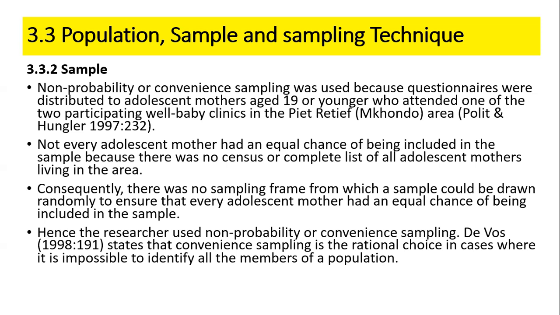The researcher is explaining why he or she used convenient sampling. He said there was no sampling frame from which a sample could be drawn randomly to ensure that every Edison mother had an equal chance of being in the sample. Hence the researcher used non-probability or convenient sampling, right? So we state that convenient sampling is the rational choice in cases where it is impossible to identify the members of the population. If there is no list or sampling framework, then you can use convenient sampling.